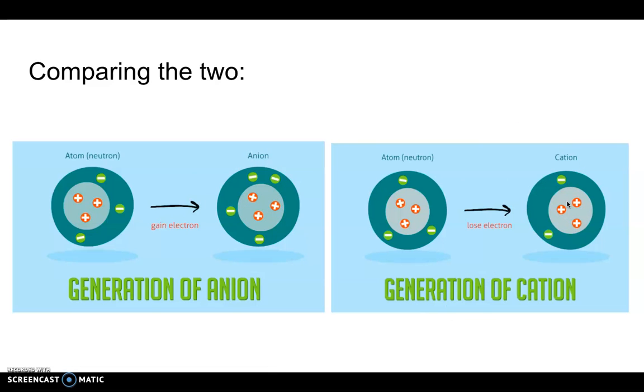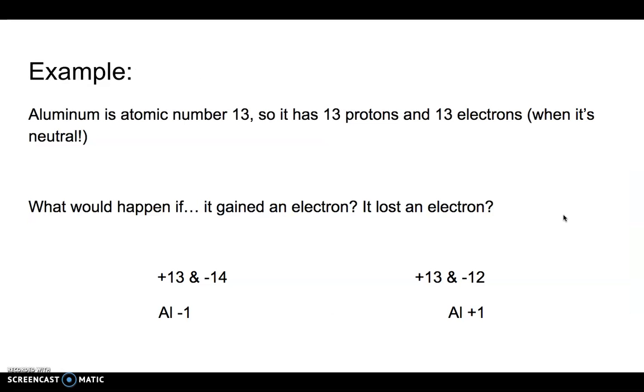My memory trick for this one is, and maybe you don't like cats, so it might not work for you, but I like cats. I think cats are a positive thing, and a cation is the positively charged atom. Kind of just a quick way to help you remember that. But let's look at an actual example of that.